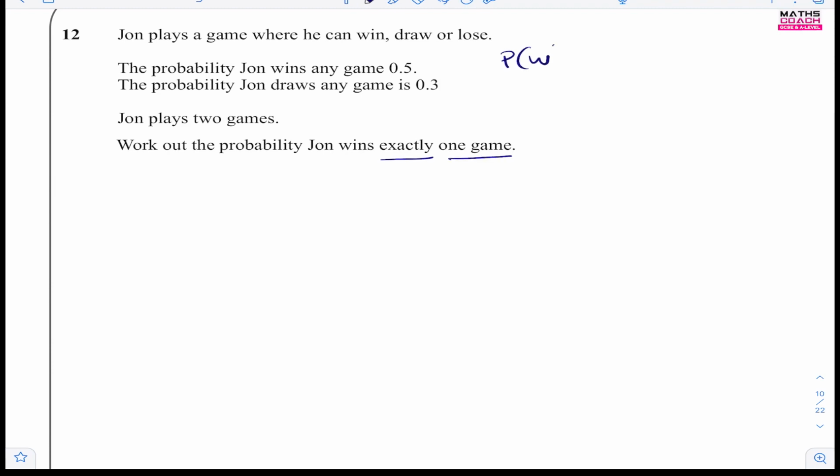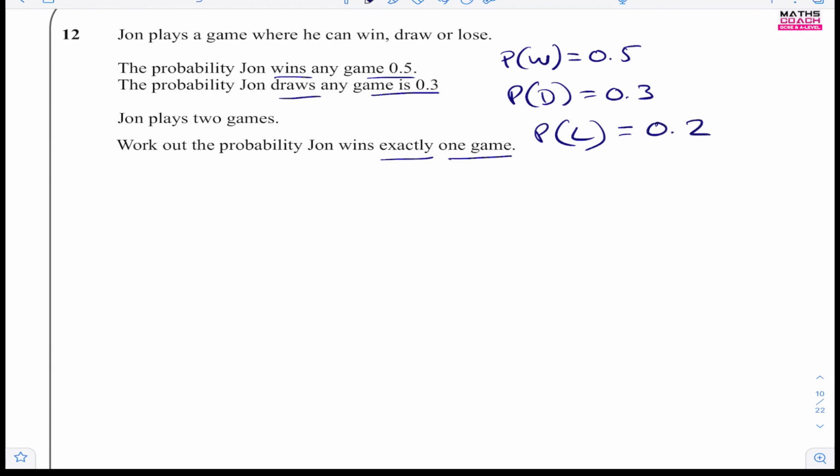Let's write down the probability of a win. The probability of a win is 0.5. It's given to us right there. The probability of a draw is 0.3, given to us right there. That means all that's left is the probability of a loss, and that's going to be these two added up, so 0.8, and that's left us with 0.2.